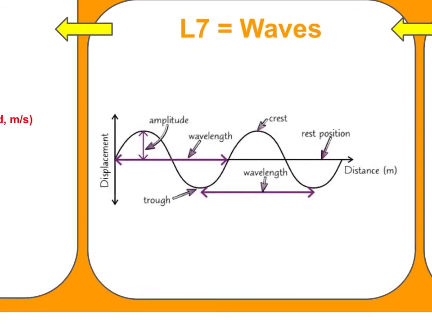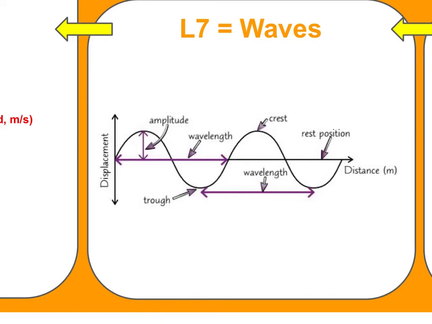Next one was on waves. We need to be able to label a wave diagram. So, let's first count how many waves we got. We've got 1 full wave starting here, goes all the way up, down halfway, all the way down, up, and that is 1 full wave. So we can see that there are 1, 2 waves here.